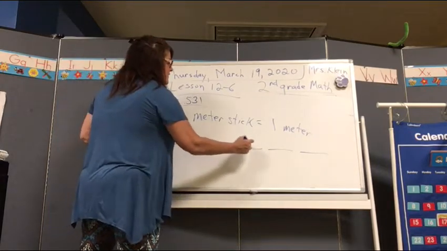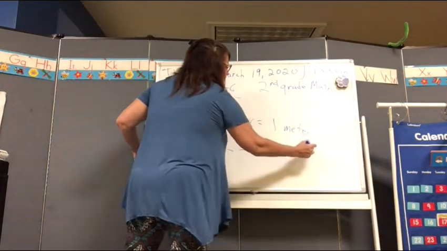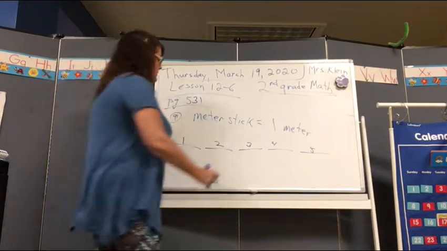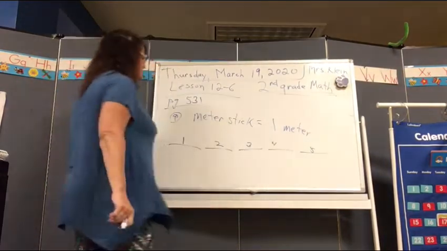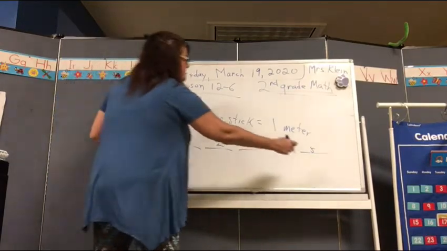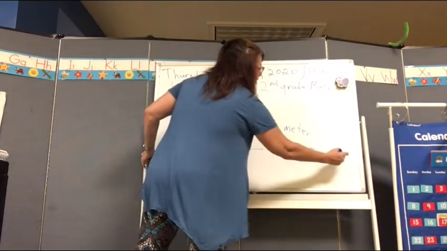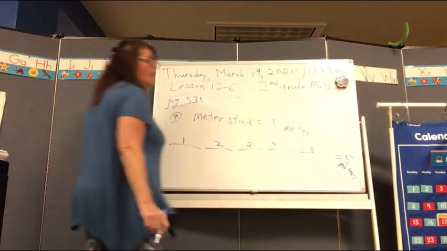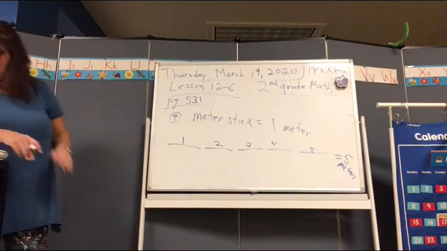1, 2, 3, 4, 5. You with me? Each of these is 1 meter. 1, 1, 1, 1, 1. So he has in total, how many meters? The fence is 5 meters in length. Got it?